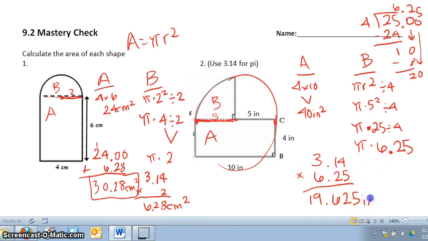19.625 inches squared. Now you need to add together the area of this section and this section. So we're going to do 40 plus 19.625. Again, look at how that decimal lined up. You can add these zeros if you'd like. So 59.625 is what that comes out to be. Don't forget your units, inches squared.